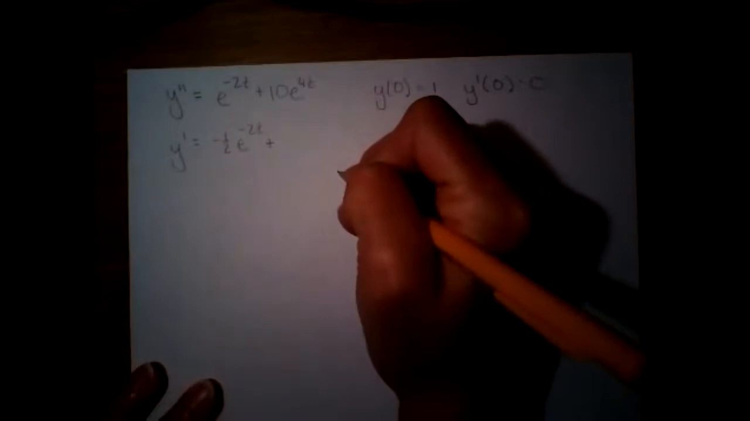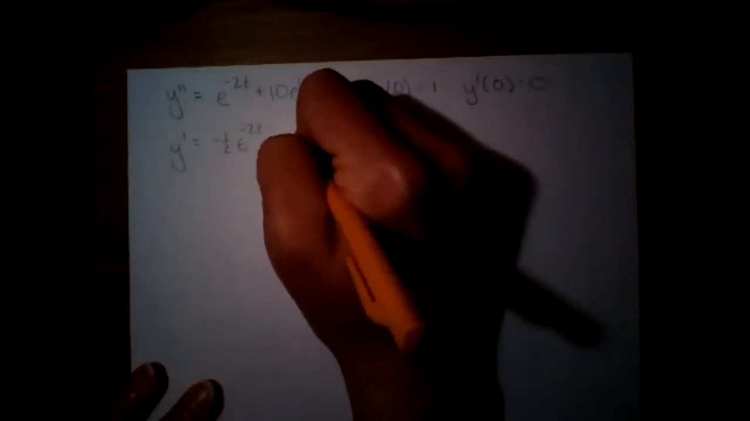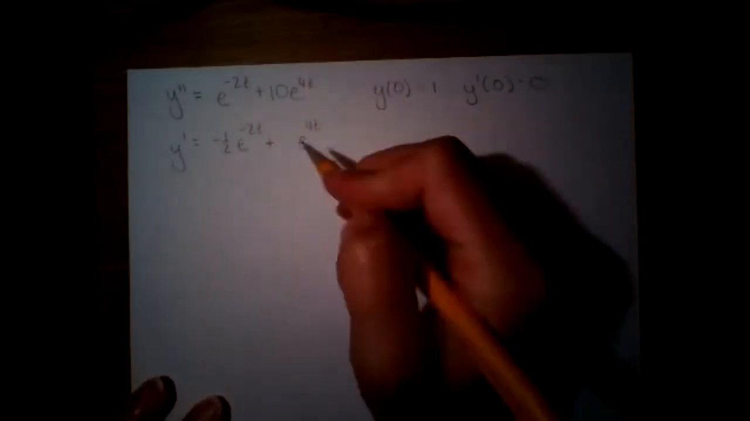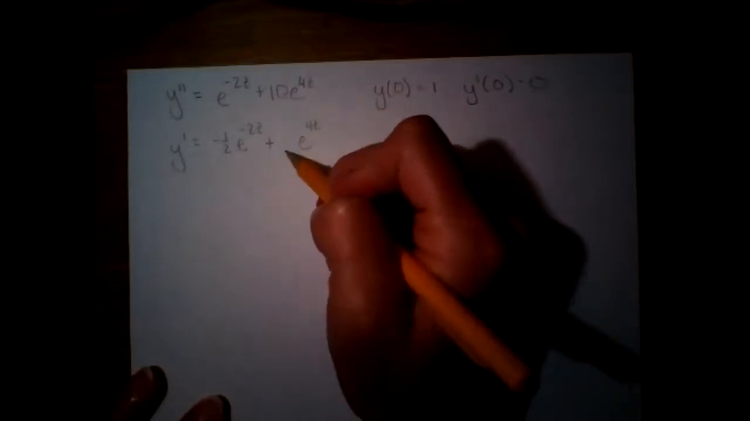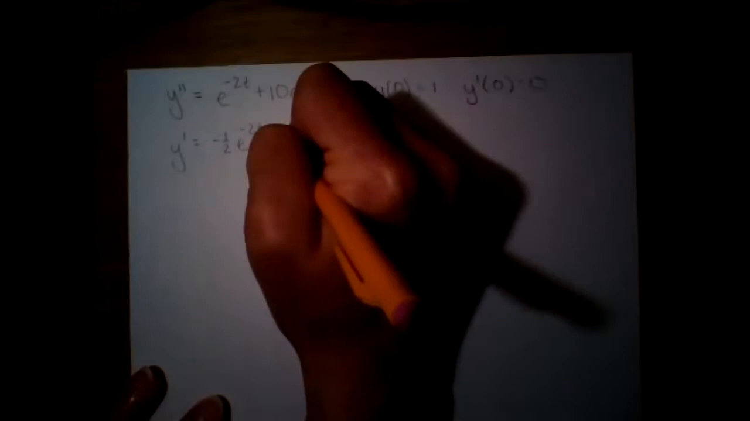All right, plus, and then same thing here, it's going to be itself, e to the 4t. You're just going to need to divide by 4. So 10 divided by 4 would be 5/2. Or you can write 10/4, either way, fine, plus a constant.